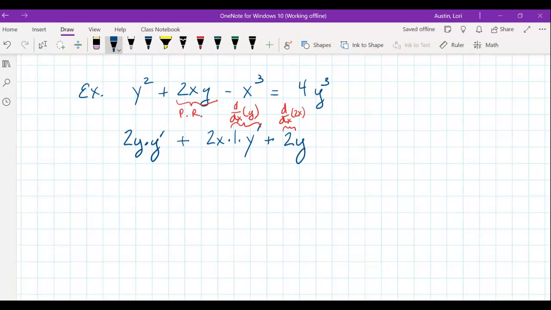Minus x cubed. Whenever you see a term with just an x in it, you're like, okay, that's just minus. What's the derivative of x cubed? Done. Okay, 4y cubed. I only have one variable. I don't need a product rule. I can just take the derivative. What's the derivative of 4y cubed, everybody? 12y squared. I took the derivative of a y, so I attach y prime.